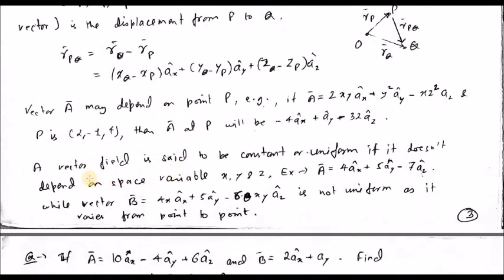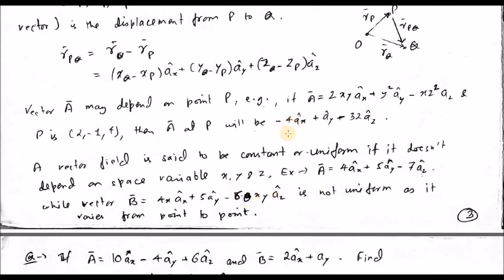And if a vector field doesn't vary with spatial variables, or doesn't depend on space variables x, y, z, then that particular vector field is said to be a constant or uniform vector field. An example is vector A equal to 4ax plus 5ay minus 7az. This vector doesn't depend on x, y and z, it is just a fixed value. So everywhere this field A has this value only.